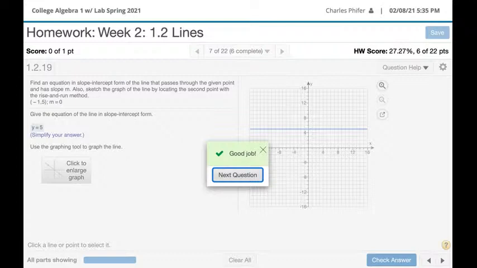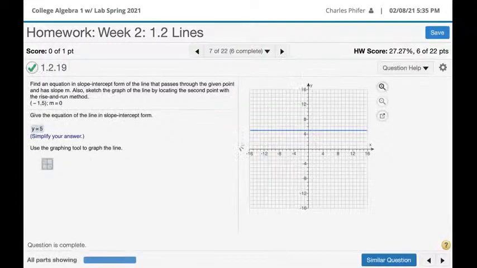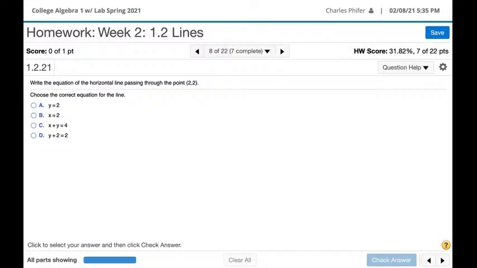Okay, I'm going to go into the next question. Write the equation of the horizontal line that passes through this point, right? So if you're talking about a horizontal line, that means no matter what x value you choose, the y value stays the same. In this case, the y value is 2. So this is just going to be y equals 2. Nothing needs to be written down there.